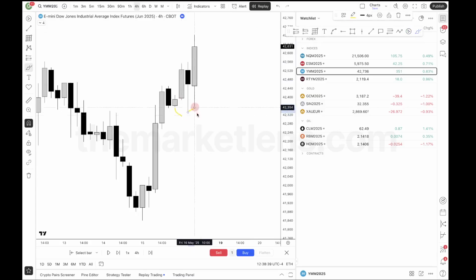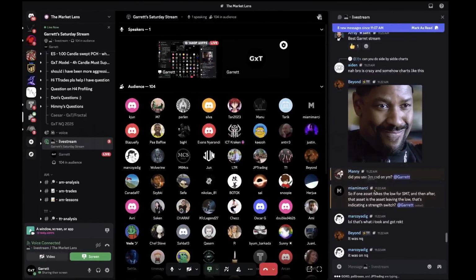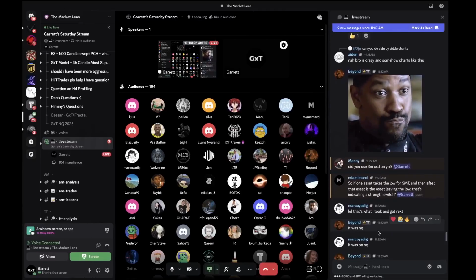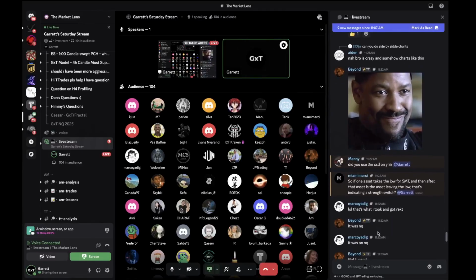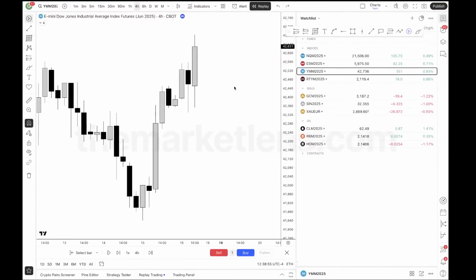Here's the 2-stage SMT that we saw. So if one asset takes a low for SMT, and then after, the other asset leaves a low, that's indicating, yeah, exactly. So just like literally right here, right? It took out the low here, but later on it's creating a higher high.